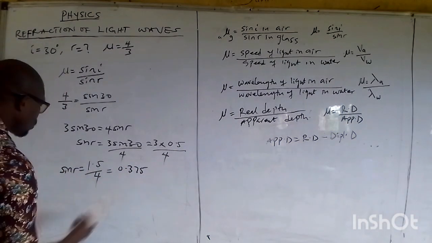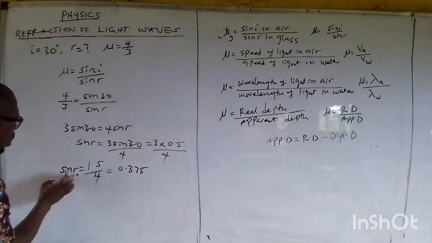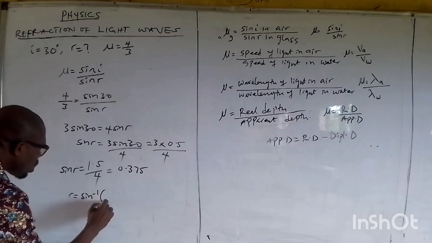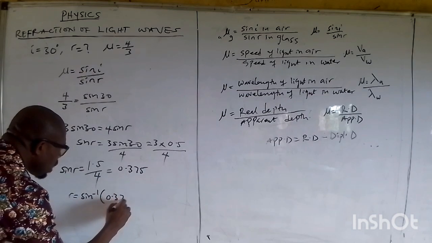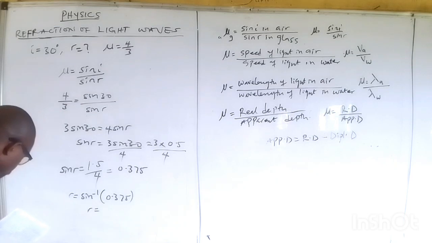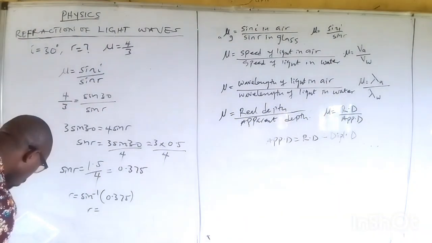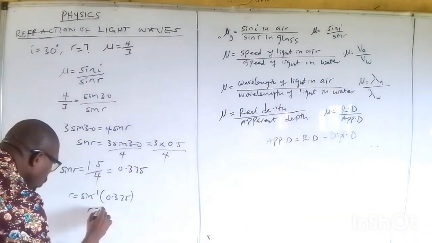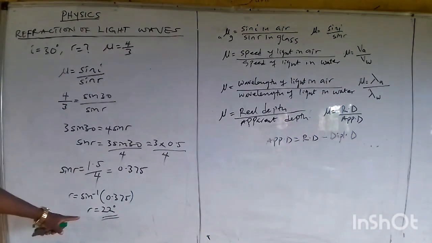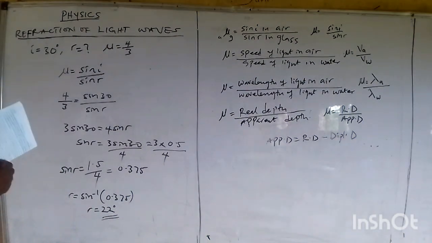Remember, this is sine r. That means sine r is equal to this. We are not looking for sine r, we are looking for r. r is the sine inverse of 0.375. From our four-figure table, it will give us 22 degrees. So the angle of refraction there is 22 degrees.